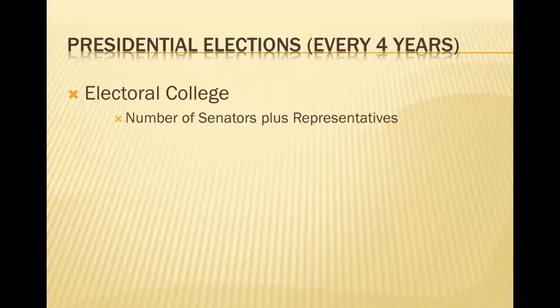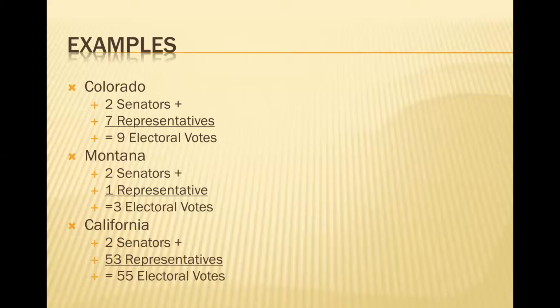So, looking at the examples we looked at last time, we'll see that Colorado has 2 senators and 7 representatives, and so Colorado has 9 electoral votes. Montana, a smaller state, still has 2 senators and 1 representative and has 3 electoral votes. California, our biggest state, has 2 senators and 53 representatives, and so California has 55 electoral votes.